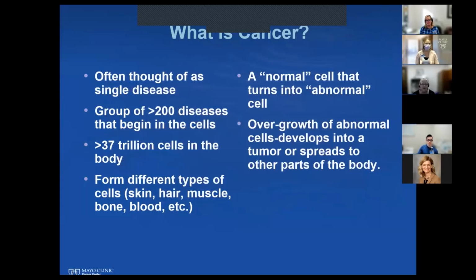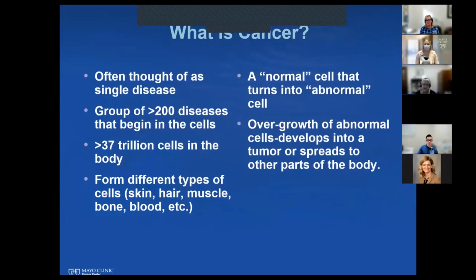Cancer cells don't follow those rules and regulations. So cancer cells keep growing and making new cells. They forget to die and they start to accumulate on top of each other. They can crowd out their neighbors and normal cells, and they can start to invade their neighbors.